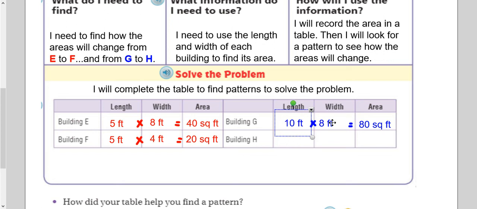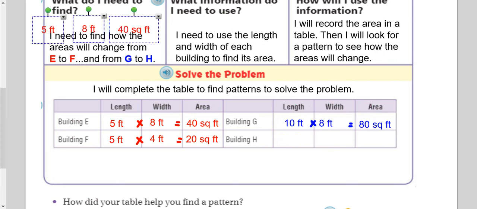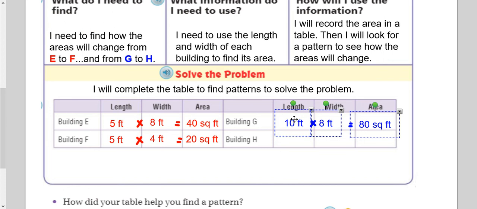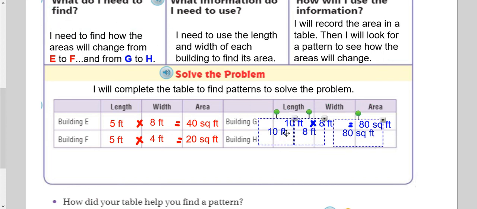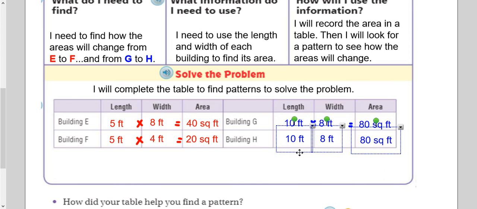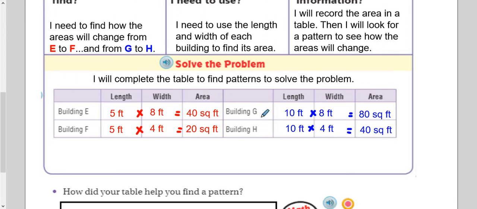And then, let's go ahead and get these copied. There we go. Instead of an 8, this was 4. So instead of 80, we will have 40. All right, 10 times 4 will give us 40 square feet. All right, so we've got this good information here.